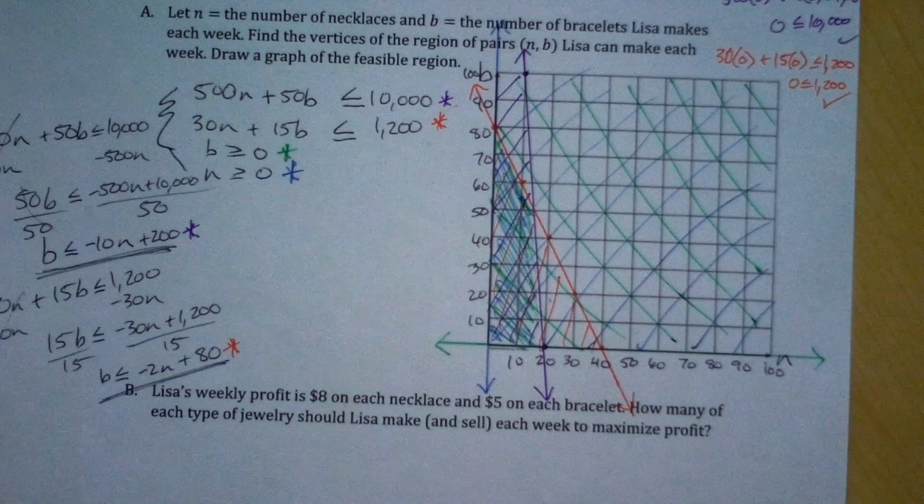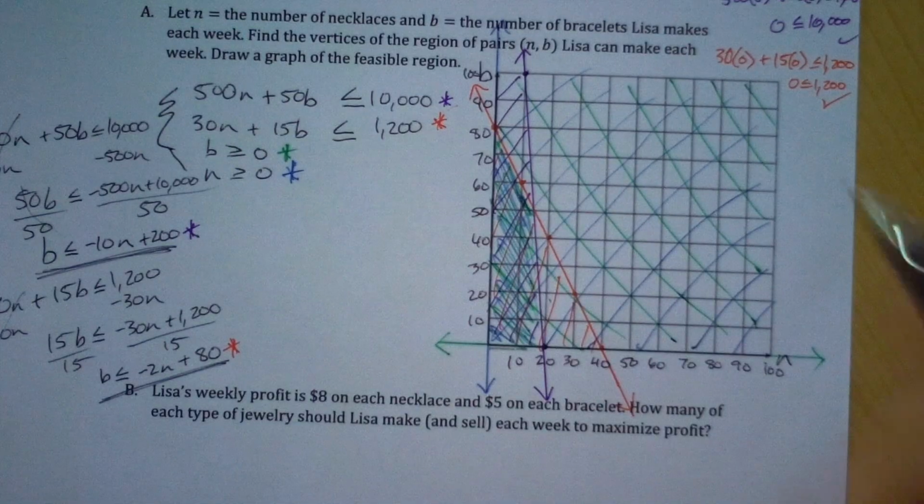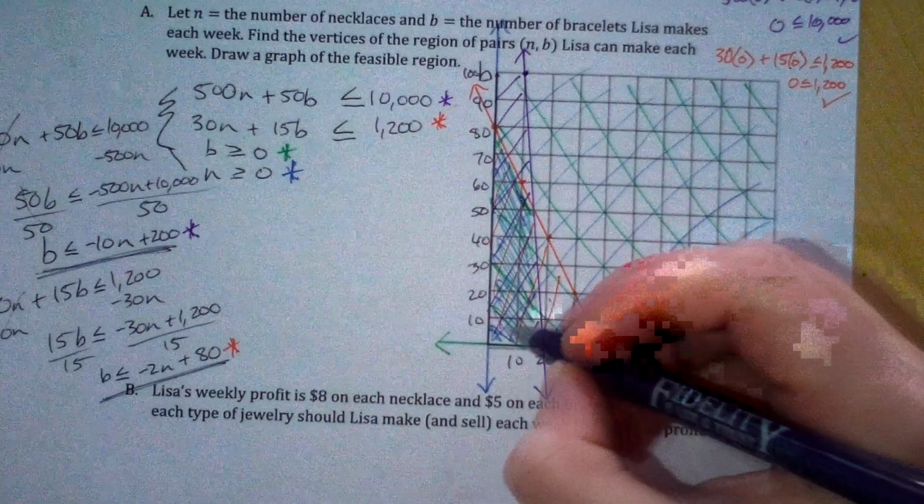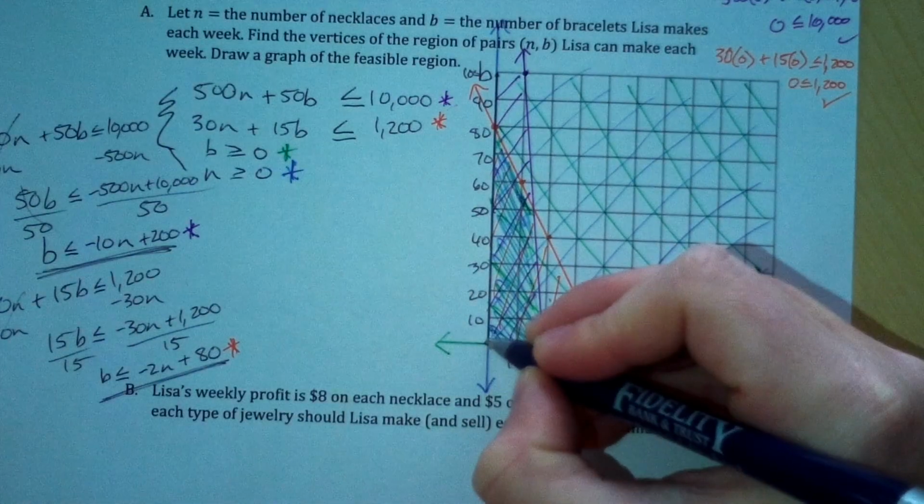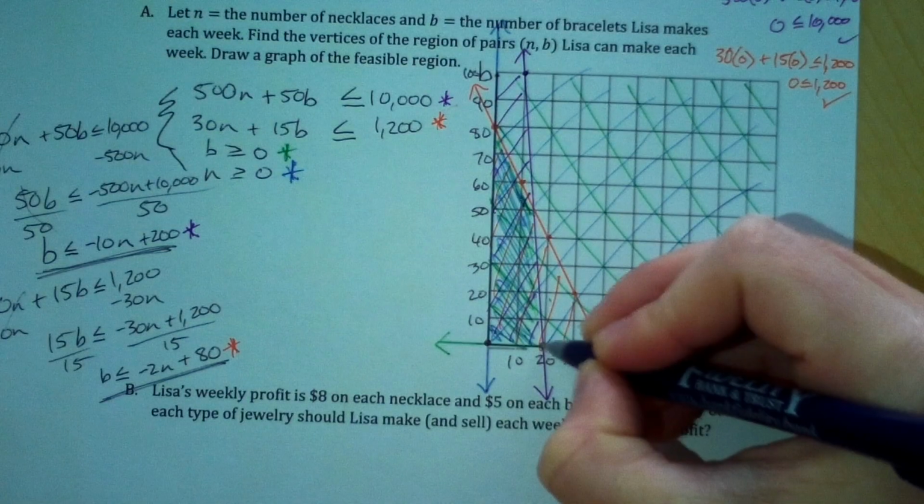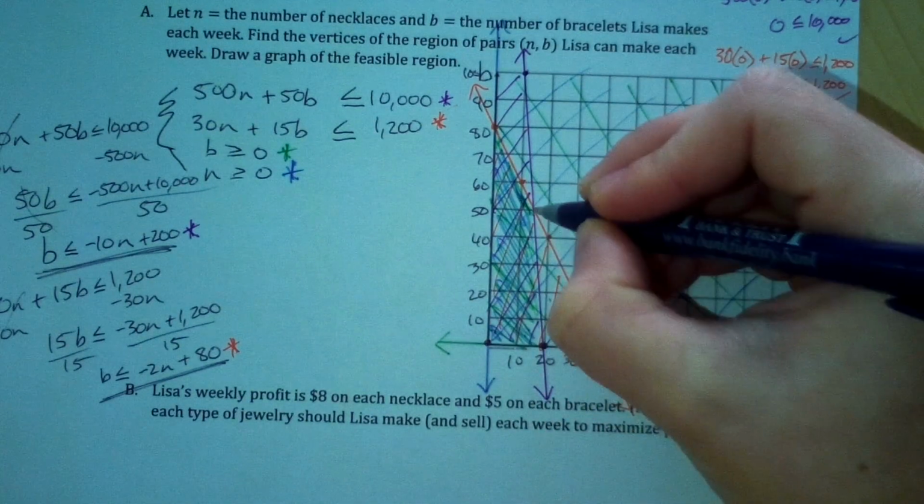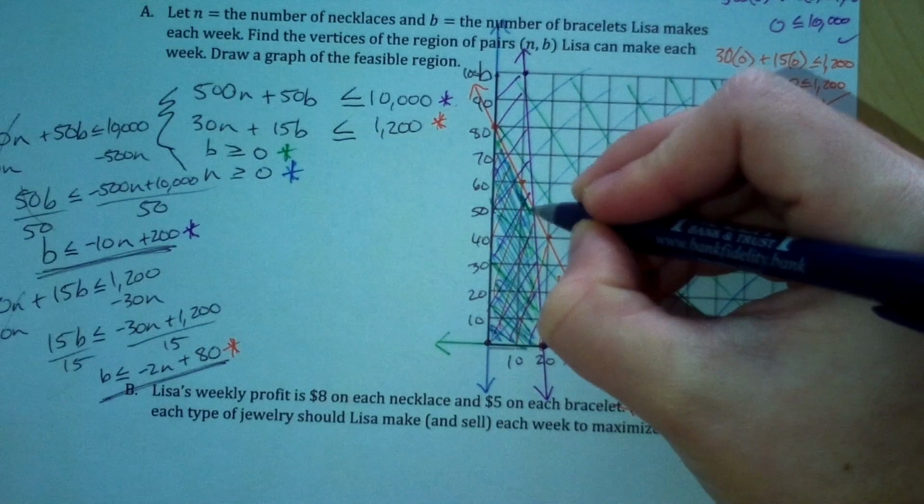But anyway, for part B, it says Lisa's weekly profit is $8 on each necklace and $5 on each bracelet. How many of each type of jewelry should she make and sell each week to maximize that profit? Can't just make them, gotta sell them too. So what we're going to do is take those vertex values we used and use them with the $8 and the $5 to see which gives us the biggest gain.